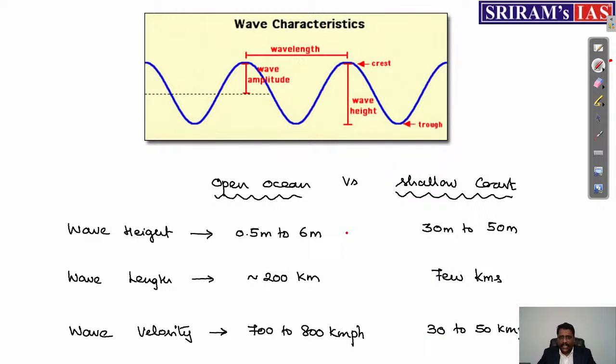Now, why exactly does the wave height increase, while wavelength and wave velocity decrease? For all three, the answer and reason are the same: because of shallowness.